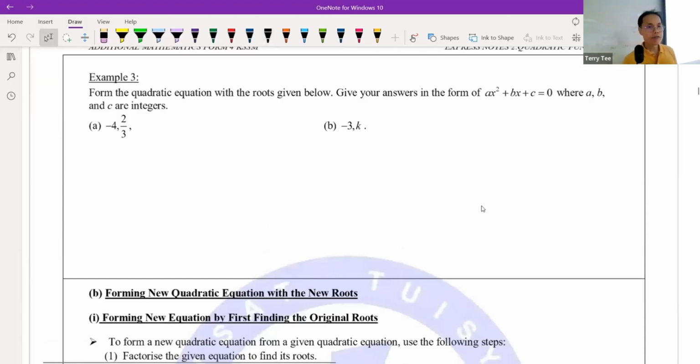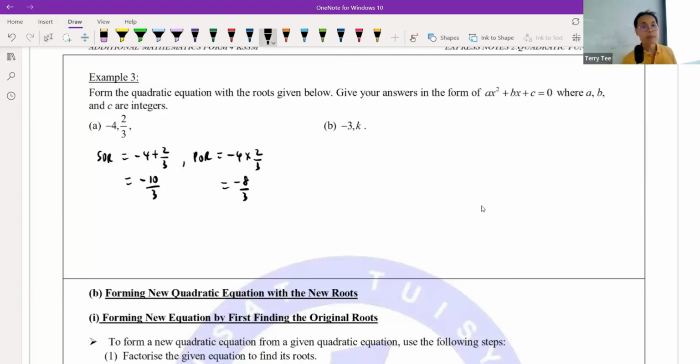Example 3. Find out your SOR first. The roots are -4 and 2 over 3. Add them up, -10 over 3. My POR will be, take these two, multiply together. What would you get? 8 over 3. Am I right? SOR is addition, POR is multiplication, addition or subtraction depending on whether the sign is positive or negative.